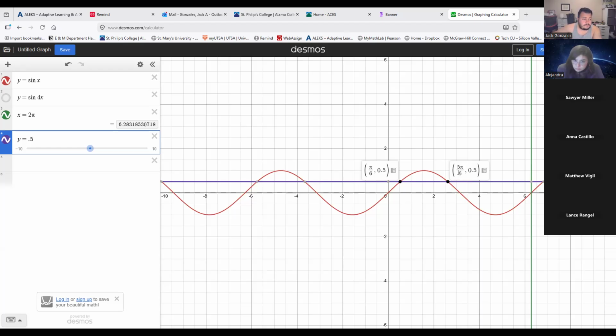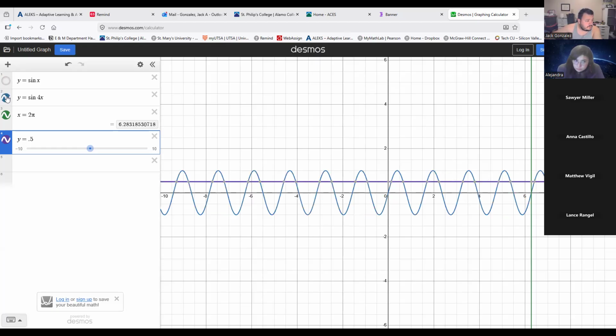Now, if I were to speed it up and increase the period, now it's happening a lot of times before I even hit 2 pi. You see what I mean? So instead of just 2, I have what? 8? So it is going to quadruple the solutions.